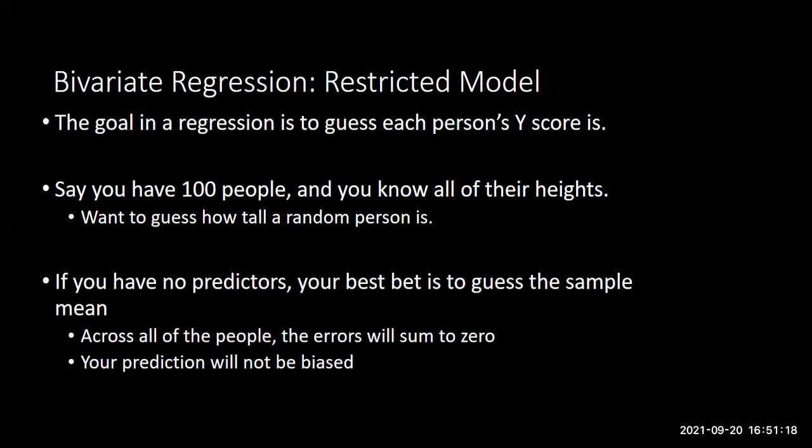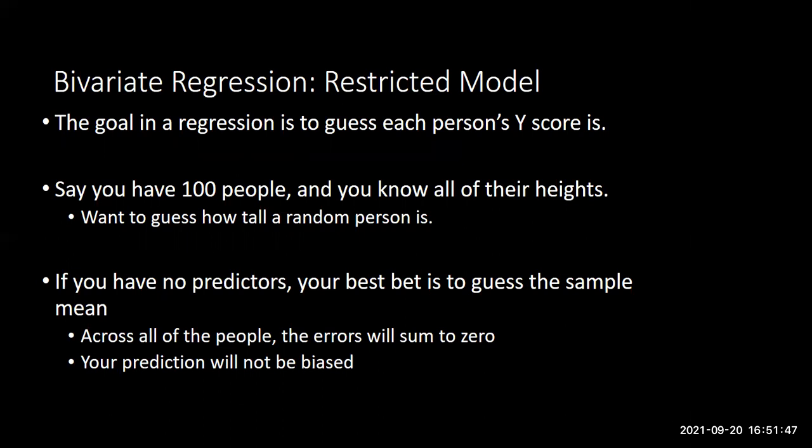So I already said this, but I'm going to say it again because it's on here. We have 100 people, and you know how tall all of them are. And I have no other predictors. I know nothing else about the people in this room other than how tall they are. If I want to guess how tall a random person is, and I don't want to be consistently overestimating or underestimating, I would pick the mean. That's my best guess at how tall someone is.